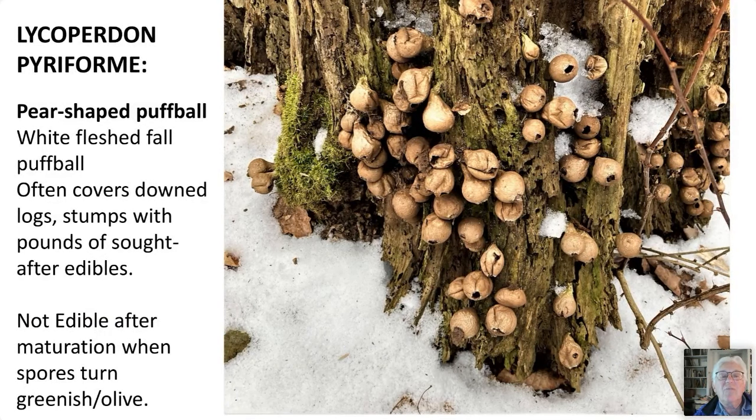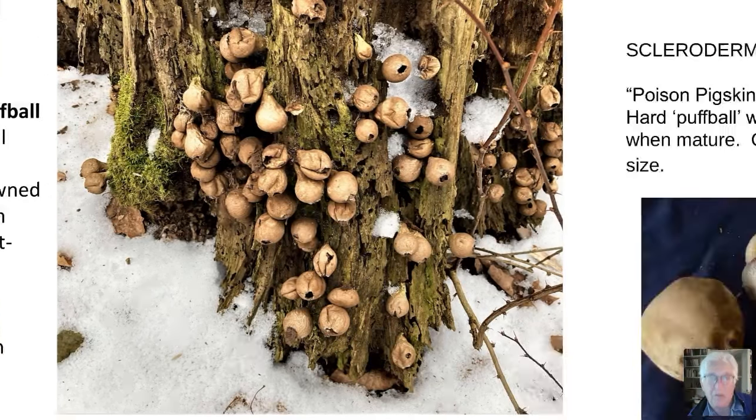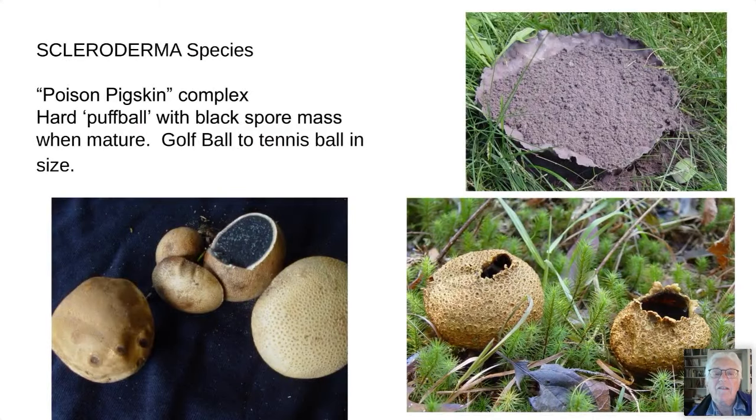This is a pear-shaped puffball growing on rotten wood. They'll live on wood for a long, long time. See the pear shape right there? They're edible until they start to turn olive brown. When the spores turn that color, then they're too old to eat. But this one has a good flavor. Most puffballs don't.